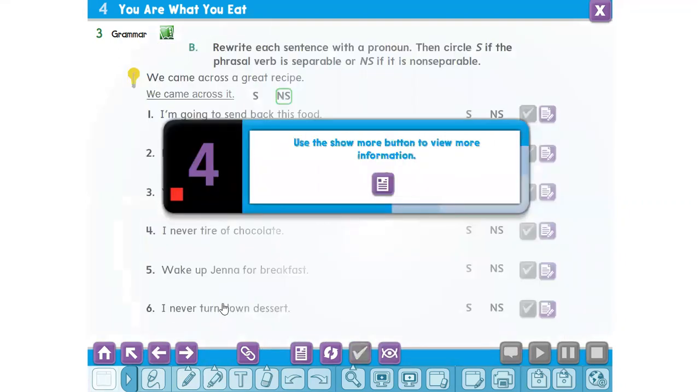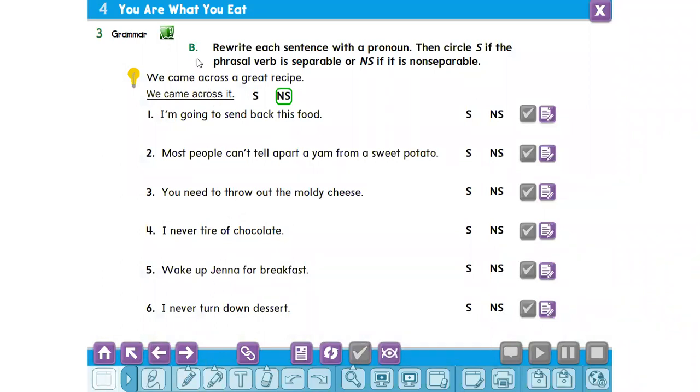The next exercise, B, rewrite each sentence with a pronoun, then circle S if the phrasal verb is separable or NS if it's non-separable. Number 1, I'm going to send back this food. It's a separable verb. So we can say, I'm going to send it back. We can use the pronoun between the verb and the particle.